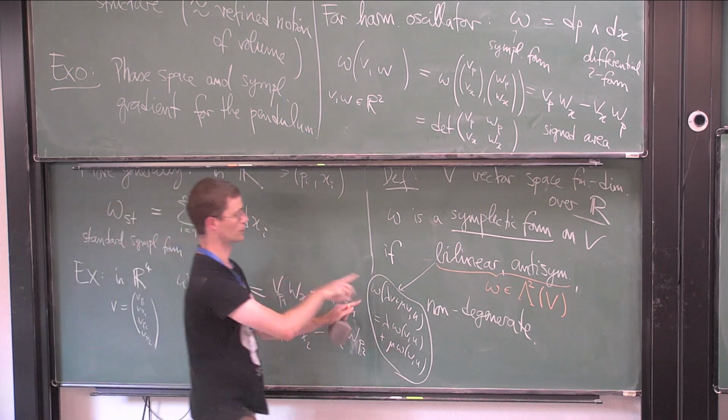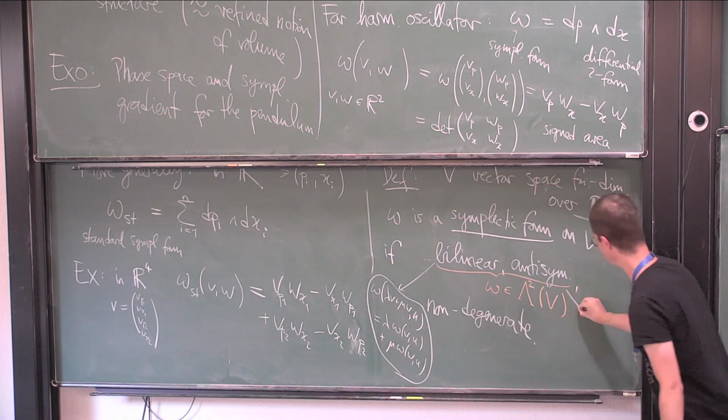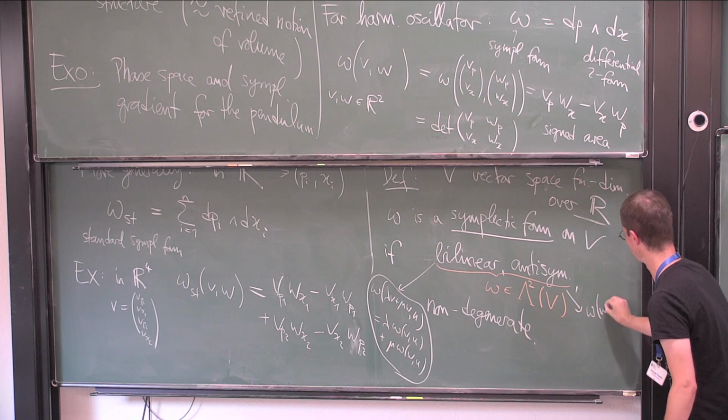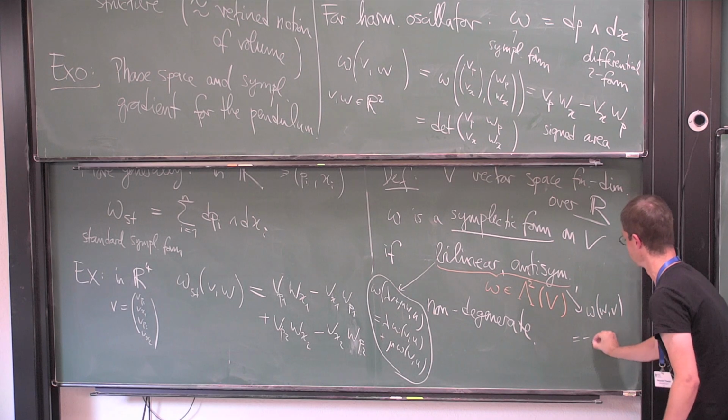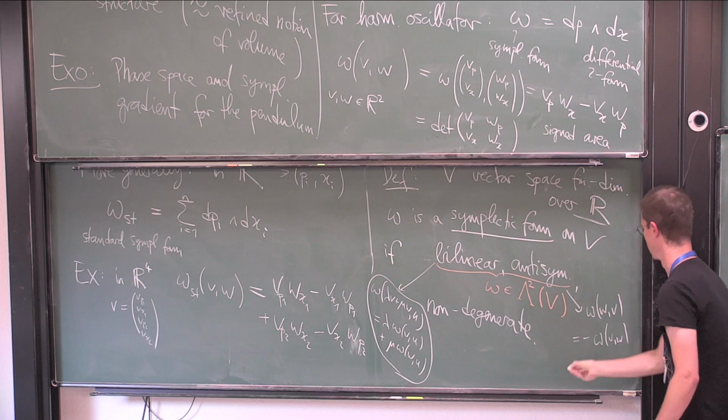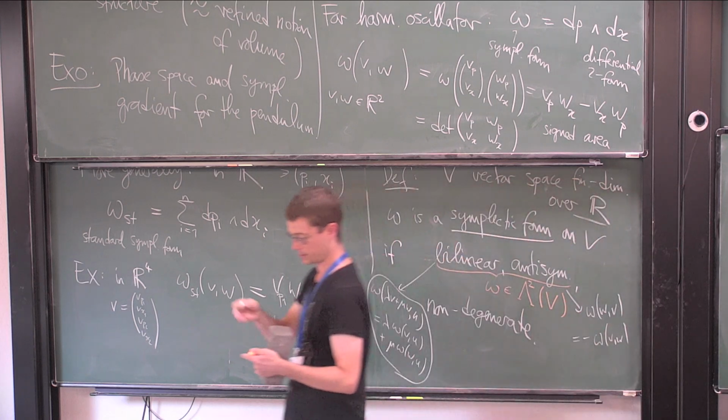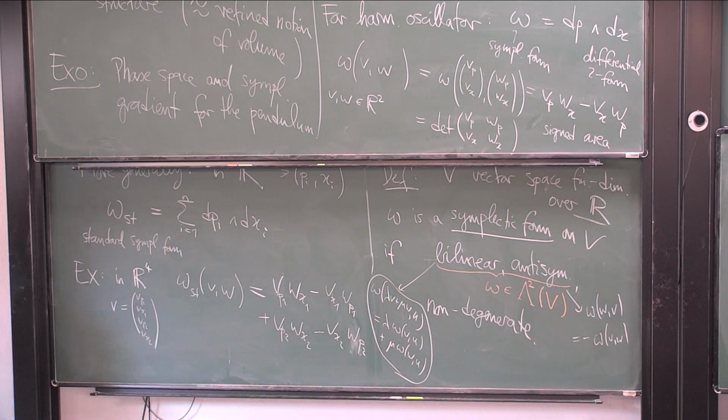Antisymmetric means that whenever you exchange things, you get a minus sign. Omega of v, w is minus omega of w, v. So in particular, if you evaluate the symplectic form on the same vector twice, then you get 0.